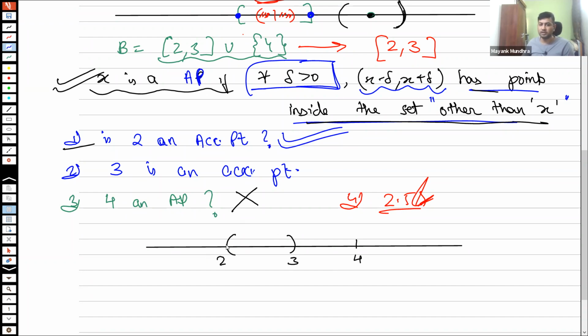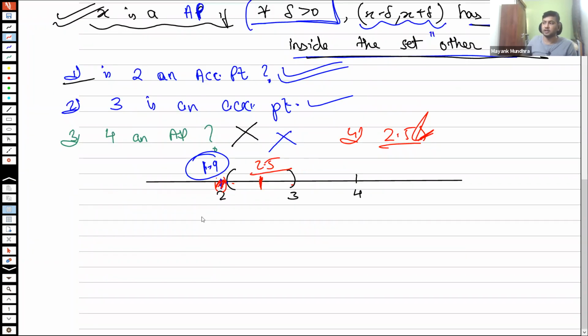So 2 will be an accumulation point, 3 will be an accumulation point, 4 will not be an accumulation point. Okay, a point like 1.9 will also not be an accumulation point because if I construct a very small neighborhood around 1.9, it will have no intersection with the set. So obviously points to the left of 2 or right of 3 are not accumulation points. The only accumulation points are going to be points from 2 to 3, including 2 and 3. Okay, 2.5 again is an accumulation point.